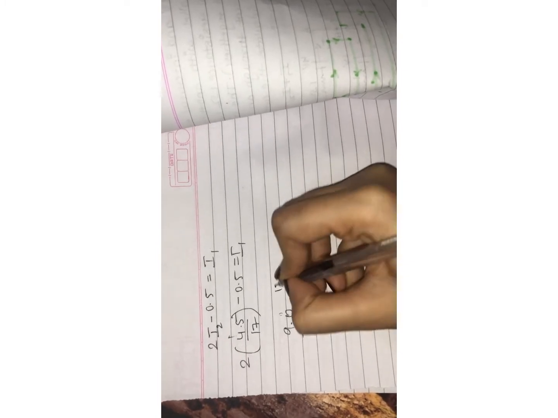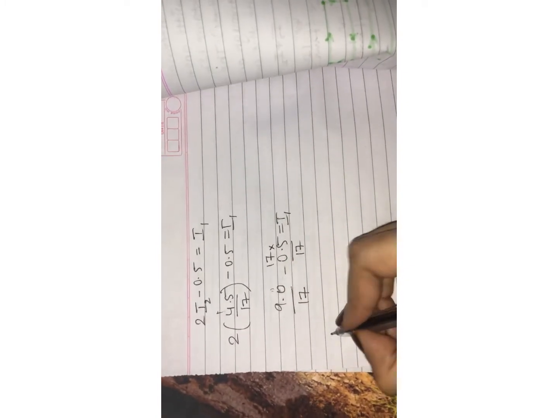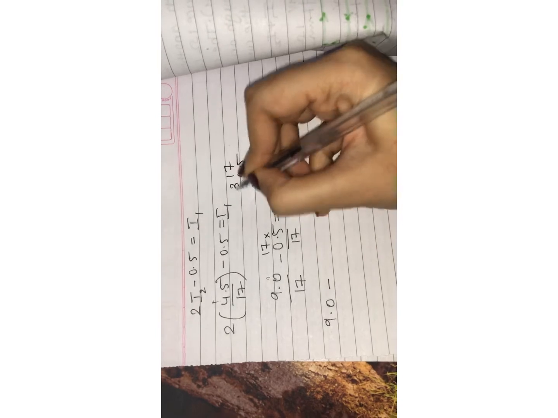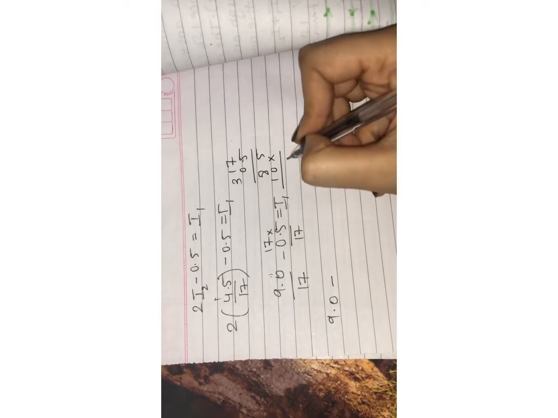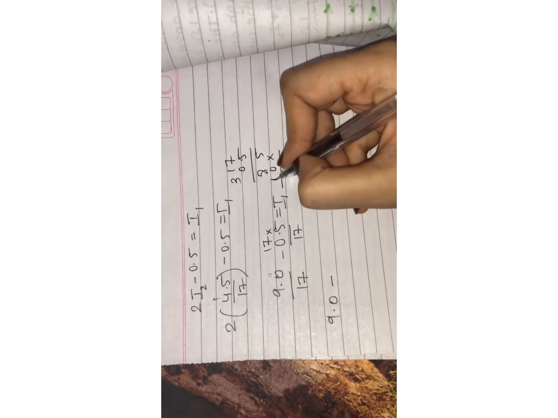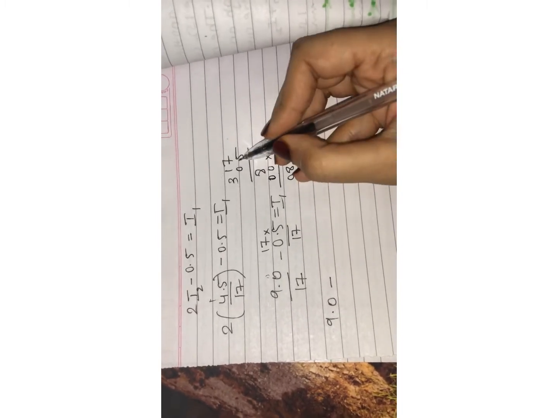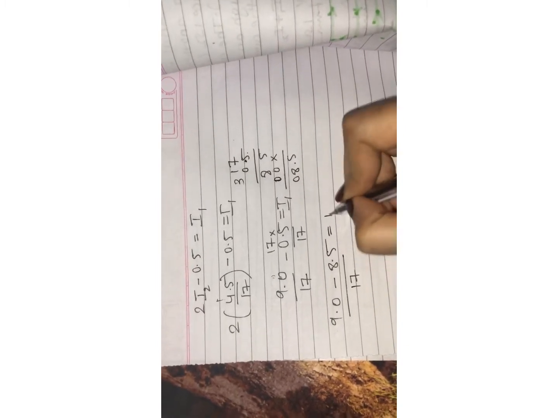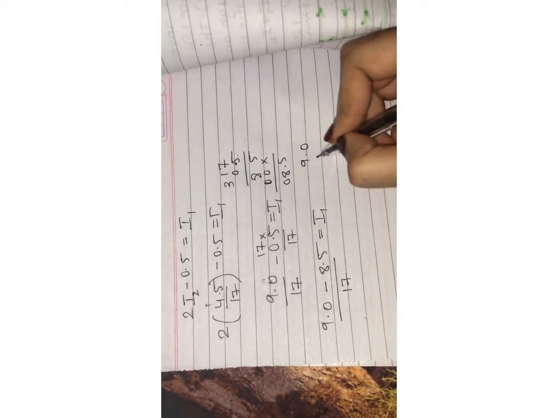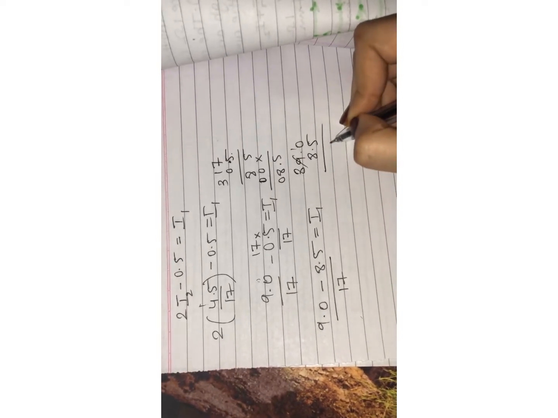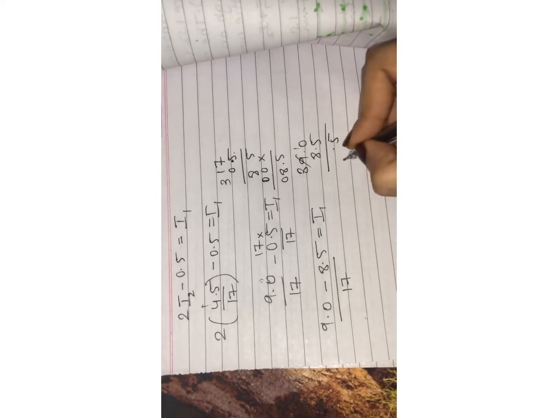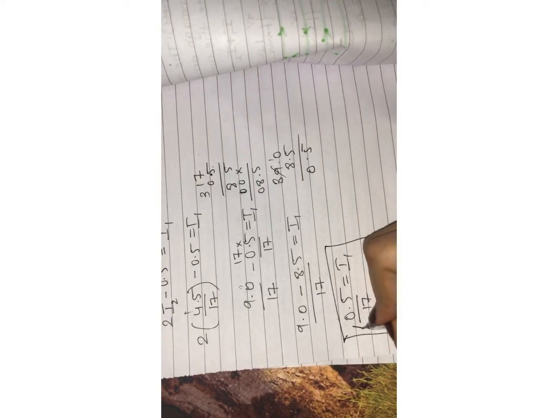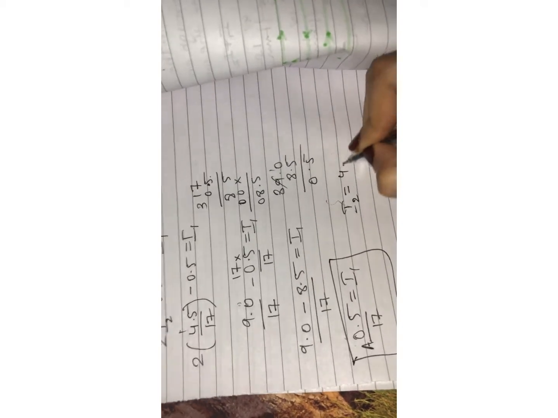I will multiply and divide by 17 so that the denominator becomes the same. So 9.0 minus 17 into 0.5, which is 8.5, over 17 is equal to I1. So 9.0 minus 8.5 is 0.5, so the numerator will be 0.5 upon 17 is equal to I1. This is the value of I1 in amperes, and the value of I2 is 4.5 upon 17 in amperes.